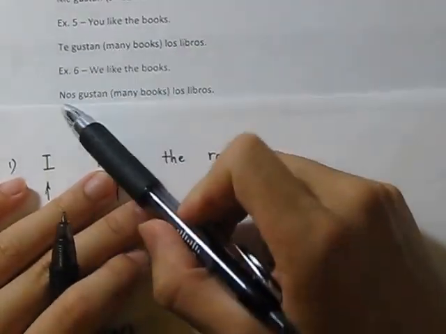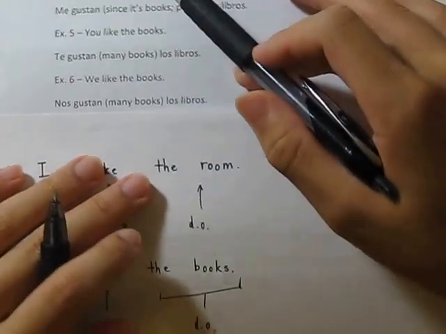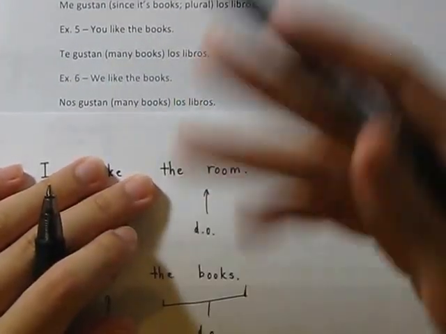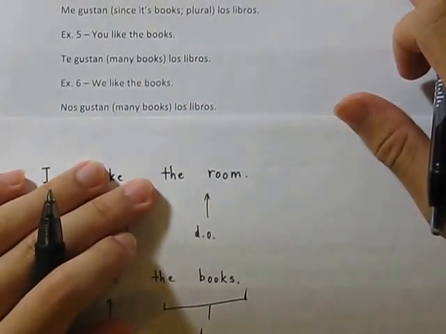So as you can see, the number of people who like the books or the number of people who like the book doesn't really determine whether or not the verb is singular or plural.